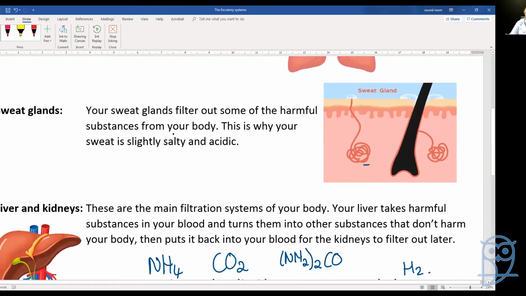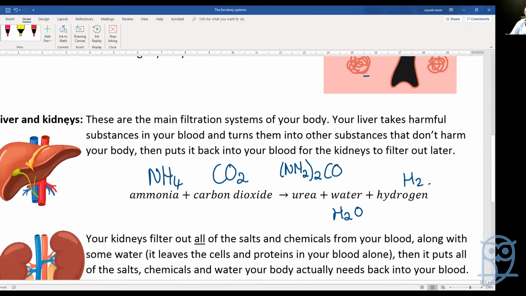So yeah. And then over here with our liver and kidneys, if you guys have ever eaten some asparagus, you will know that your urine smells fairly bad after you've eaten asparagus. That's because asparagus actually has a chemical compound in it that your body doesn't really like. So it filters it out through your kidneys. And so you end up with fairly smelly urine. So yeah.